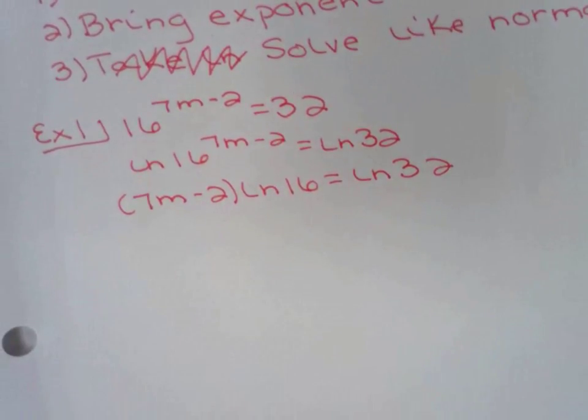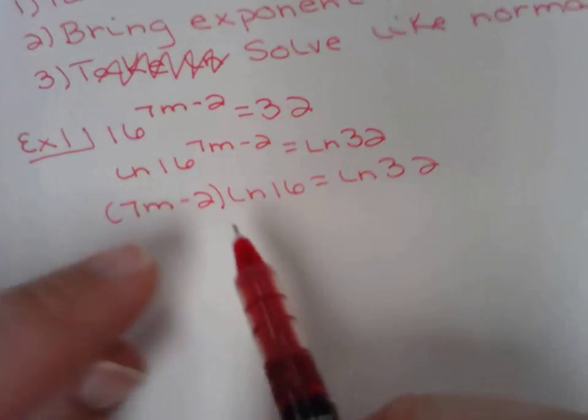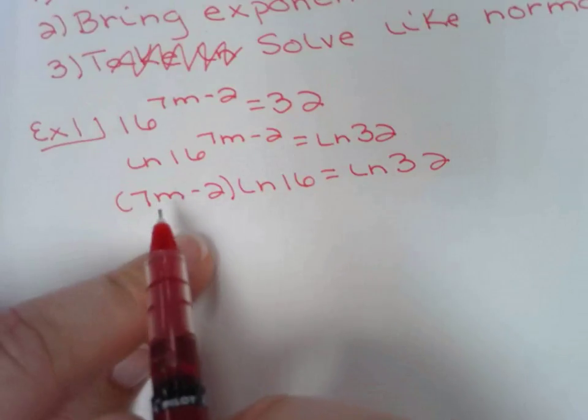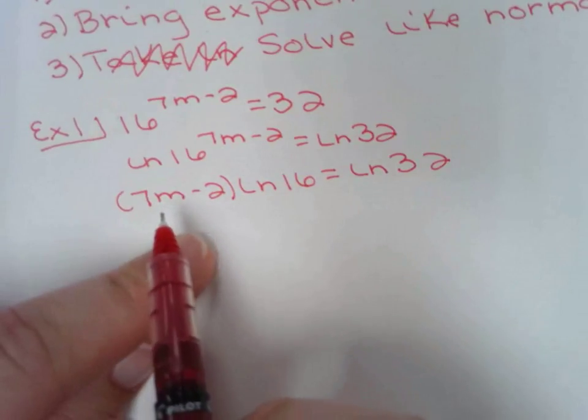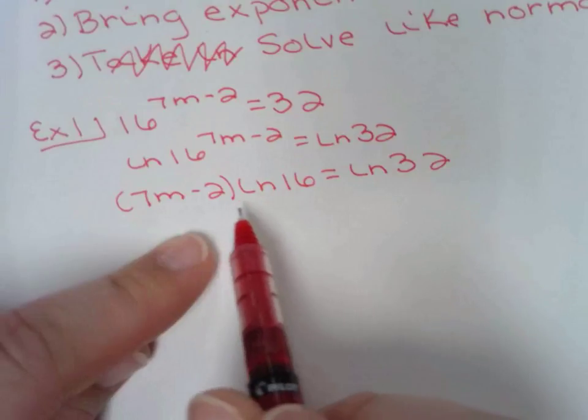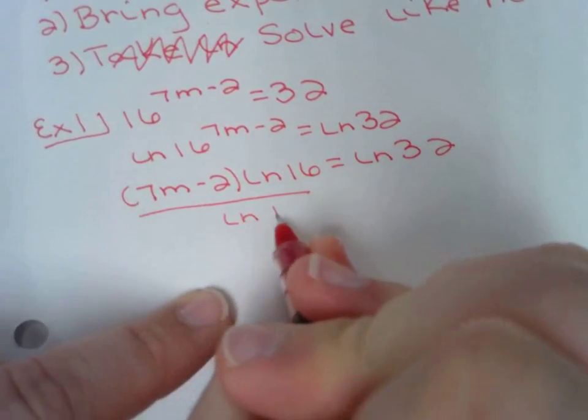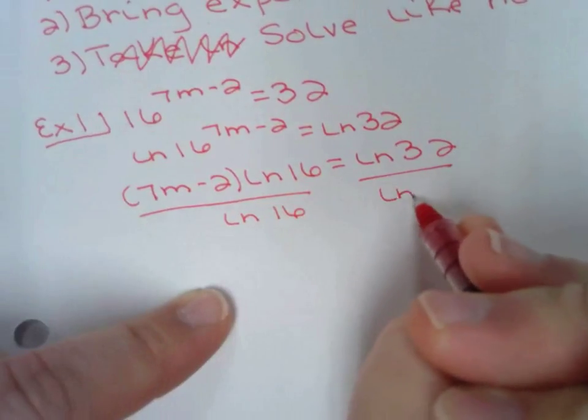They are decimal numbers. ln is not log 10. ln is log base e. However, ln of 32 and ln of 16 are just numbers. So you can treat it like normal. So this is being multiplied by ln of 16. You could distribute the ln of 16, except that's going to make it complicated. So instead of distributing ln of 16, I can go ahead and divide both sides by ln of 16.